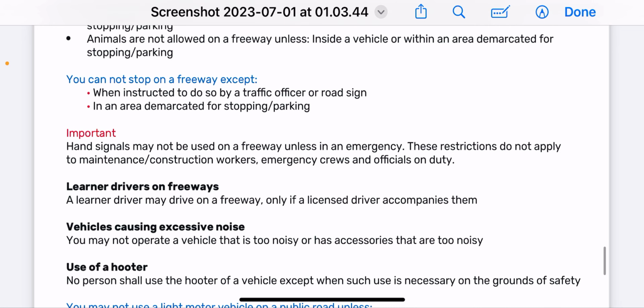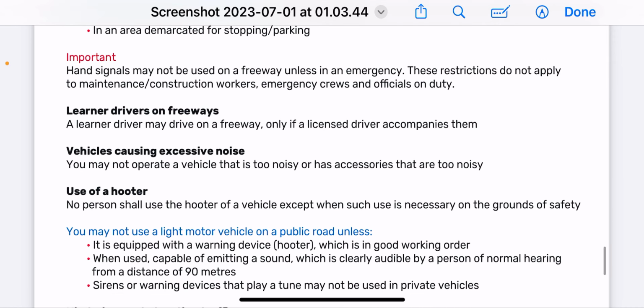You cannot stop on a freeway except when you are instructed to do so by a traffic officer or road sign, or unless in an area demarcated for stopping or parking. And the last point under that should be unless the situation is beyond your control.